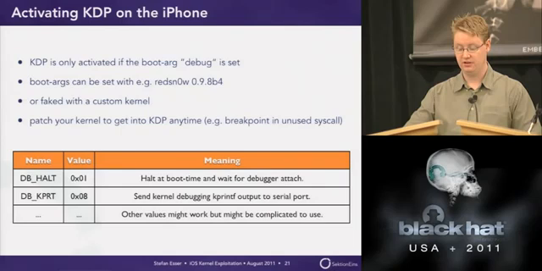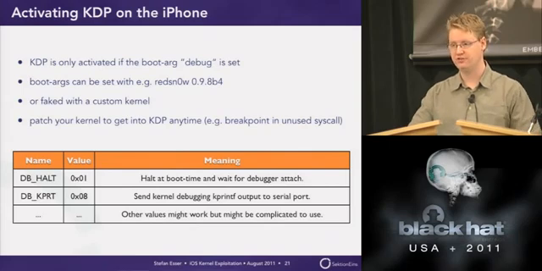Once you have that, you need to activate it. Like I said, you have to have a jailbroken iPhone for that, or an old device, so that you can give boot arguments. With all the devices before iPad 2, you can just take redsn, the latest version of redsn, and it has a command line option to give arbitrary boot arguments. So you can just put in debug=1 or something like that, and then you get the debugger halting the kernel at boot time.